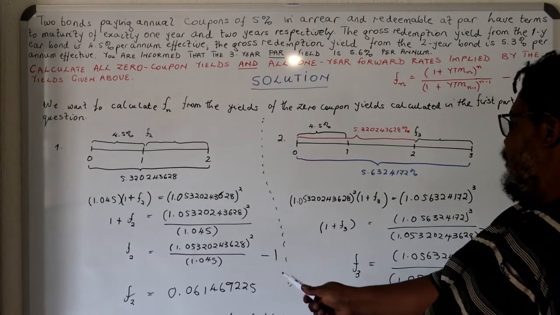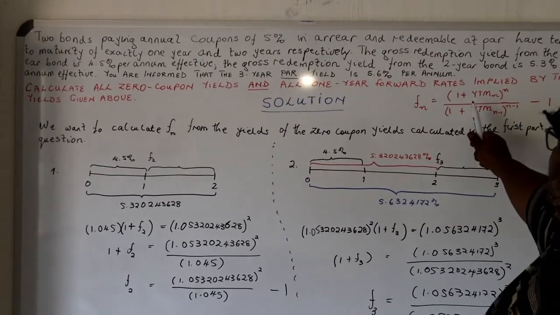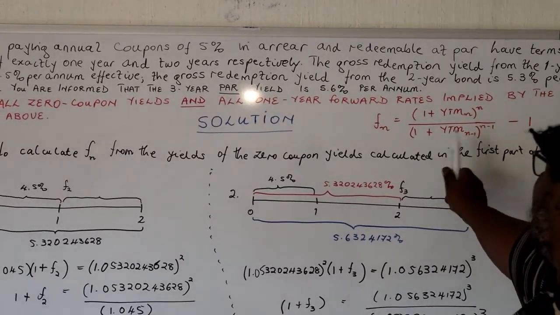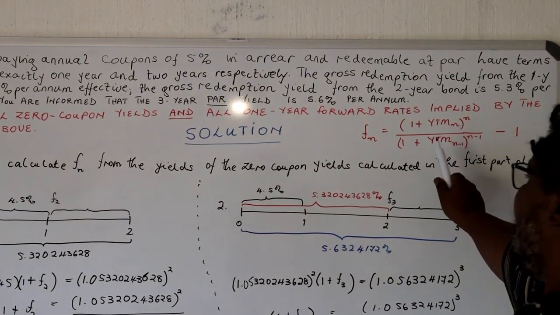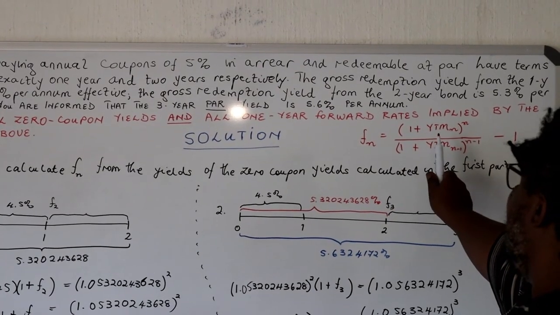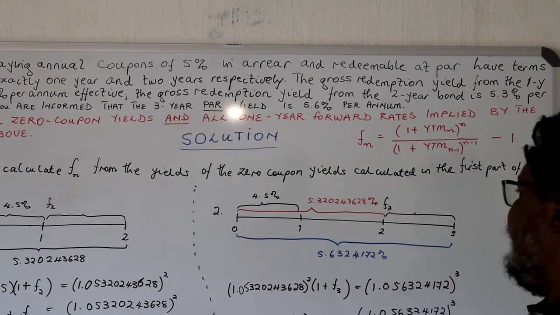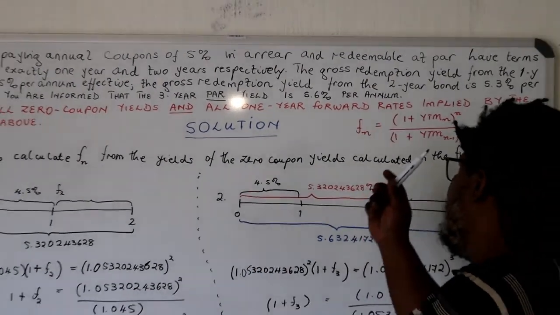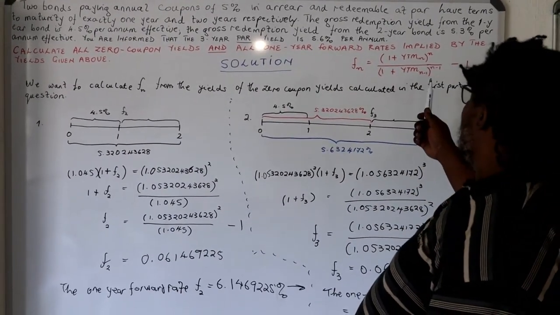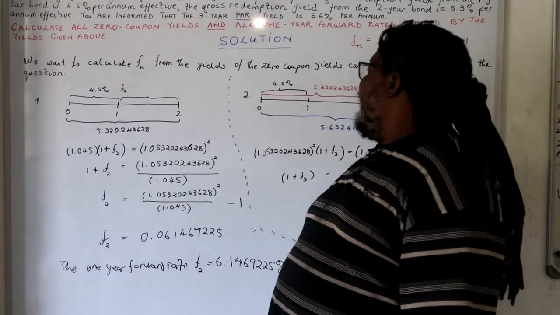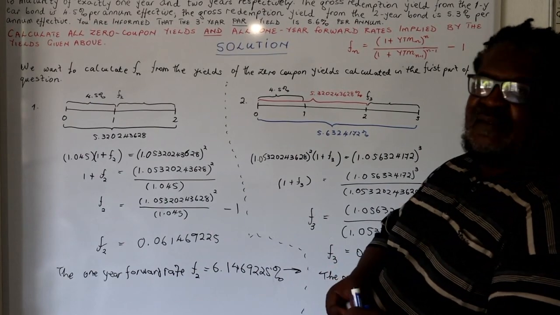This formula will give you exactly the same answers as we did, as long as you are putting in the correct variables there. And what we are saying yield to maturity n, we are actually just saying the spot rate at period n. So here your spot rate for 2 would be that one, and your spot rate for n minus 1 would be the 4.5. And that concludes the solution. I thank you.